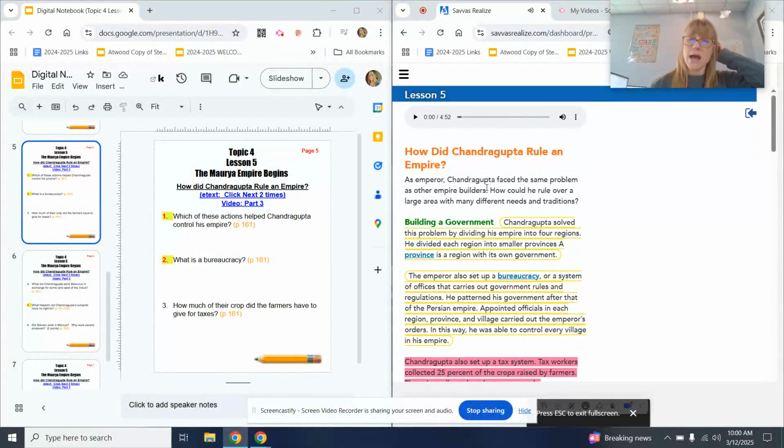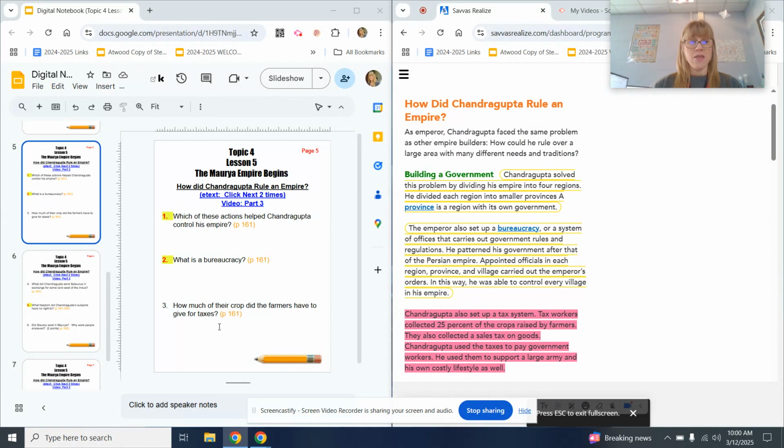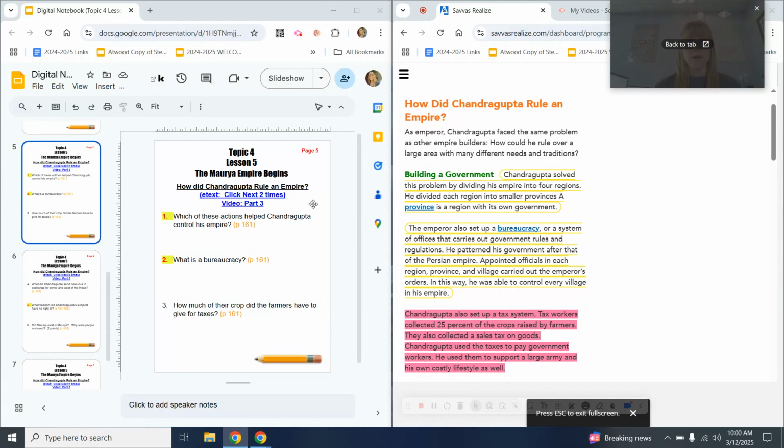All right, we are on page 5 of our digital notebook. We are at the top where it says, how did Chandragupta rule an empire? This first question is a mastery check question. The second question is a mastery check question. And the third question will be in this pink highlighted paragraph.